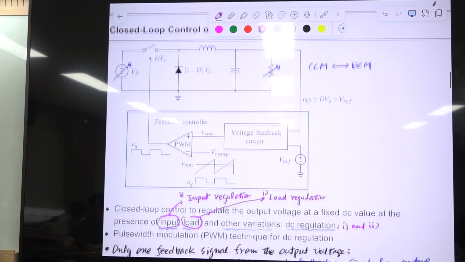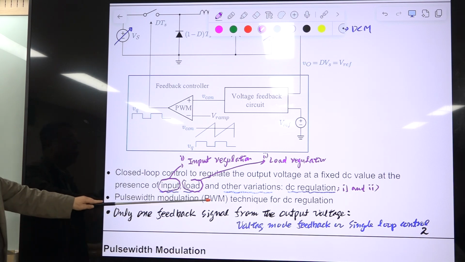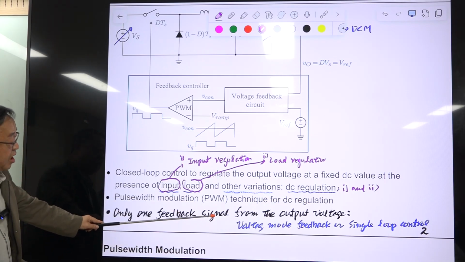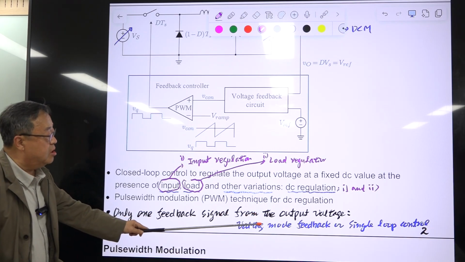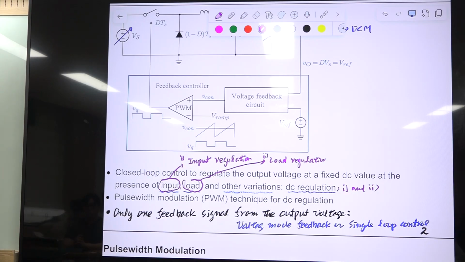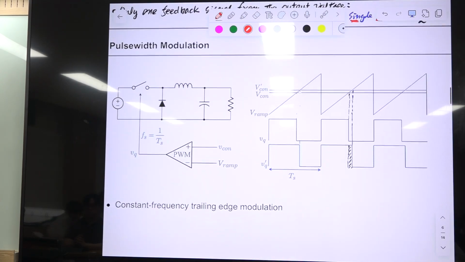Okay, and the technique you are using is pulse width modulation. You are adjusting the width of this gate drive pulse. The purpose of doing this is, of course, to achieve this DC regulation, and there is only one feedback signal extracted from the output voltage, so it's called the voltage mode control or single loop control. Some people prefer using this word, single loop.